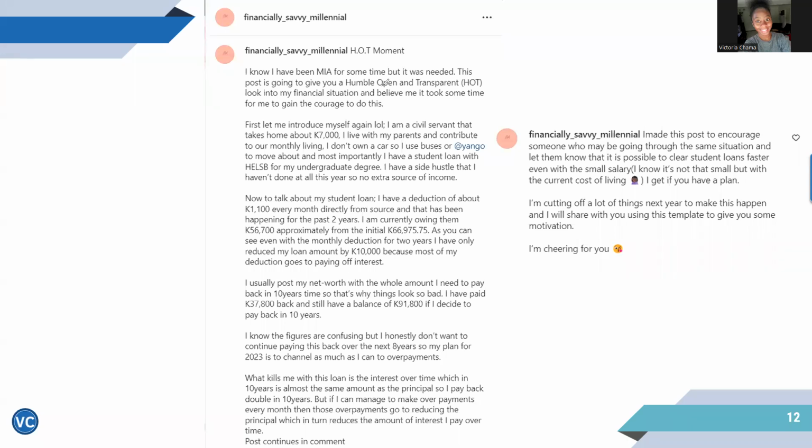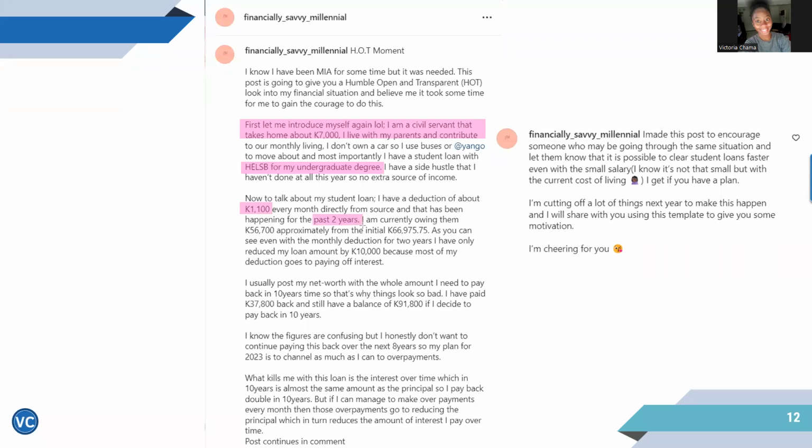So the portions that typically stand out: one, she's a civil servant and she takes home about 7,000 kwacha. So this is net income. And then she also has a HELSB loan for her undergraduate degree. And other important information is that she's paying 1,100 every single month from her paycheck, directly from the source before it even hits the bank account, to pay this loan. And this has been happening for the past 2 years. So 2 years, she's been paying 1,100.